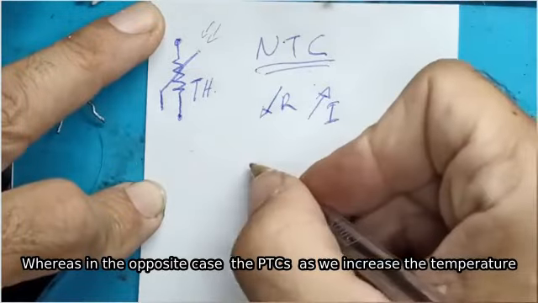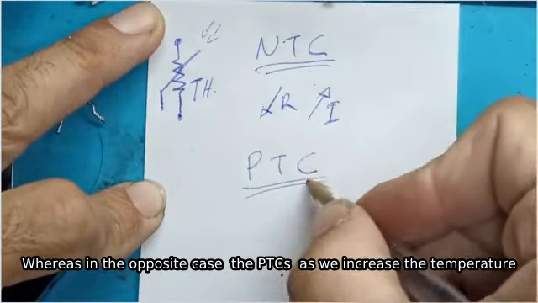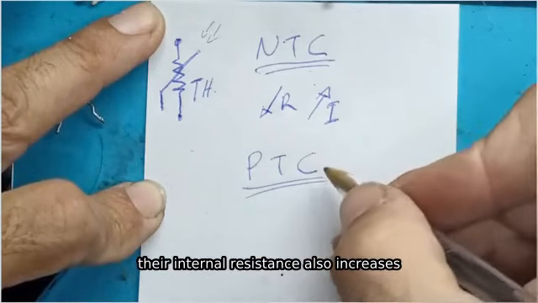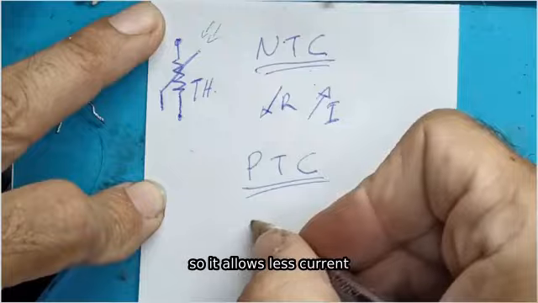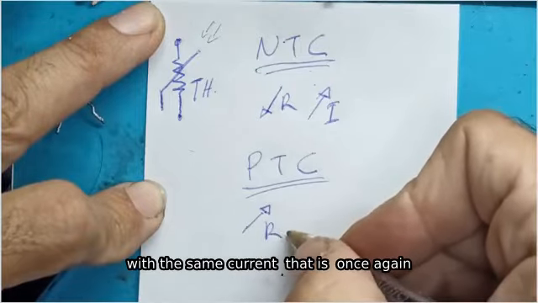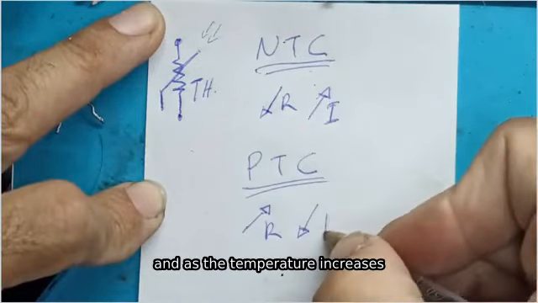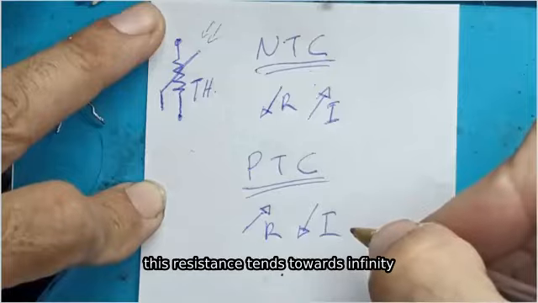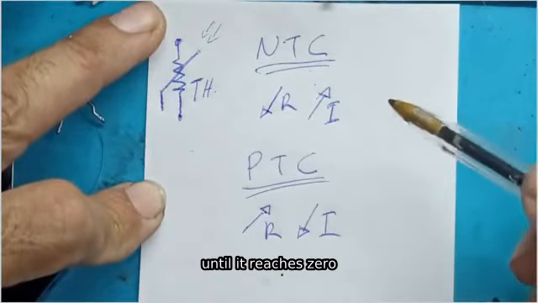Whereas in the opposite case, the PTCs, as we increase the temperature, their internal resistance also increases, so it allows less current to pass through them. That is, once again, it has a standard resistance provided by the manufacturer. And as the temperature increases, this resistance tends towards infinity, and the current decreases gradually until it reaches zero.